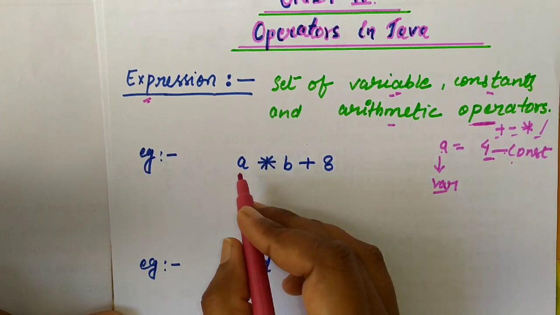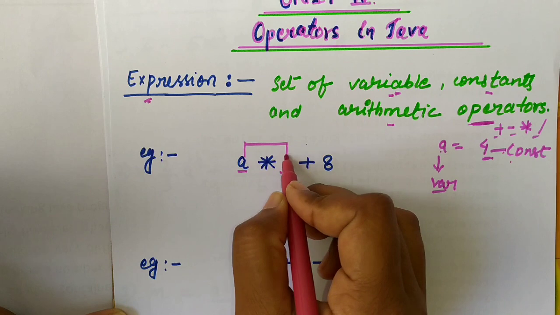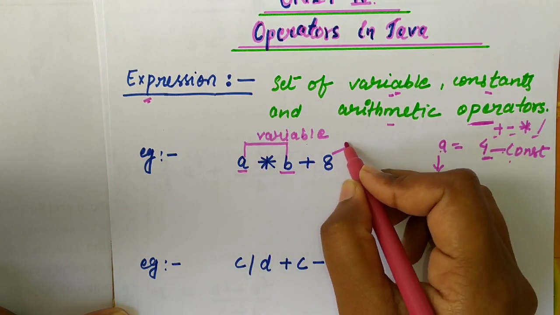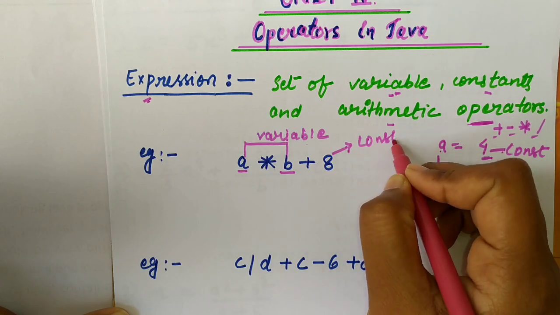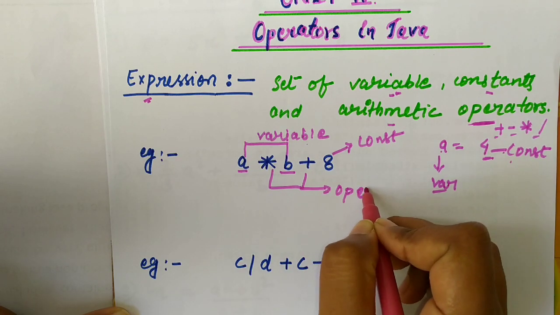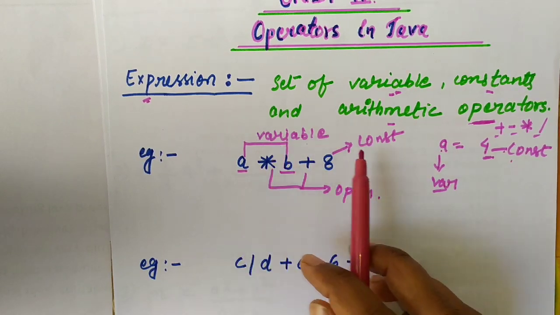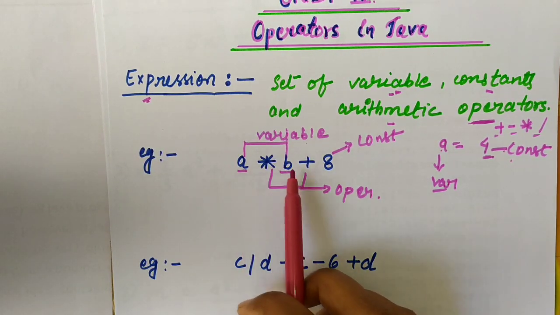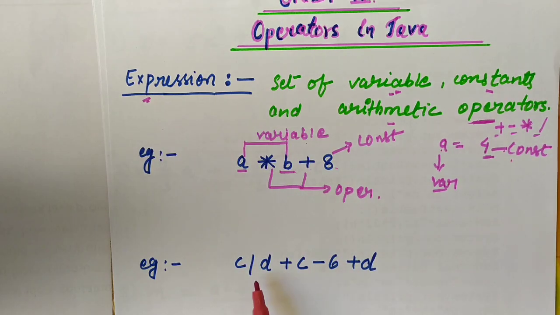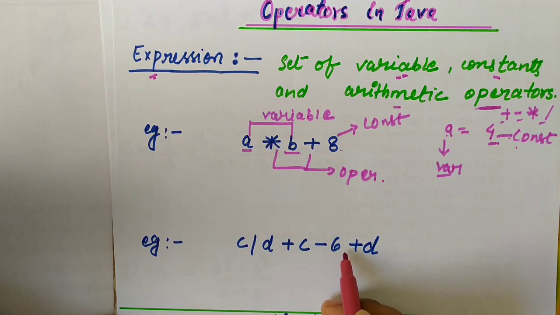Here is an example of an expression. a and b are variables. 8 is a constant, and the multiply sign and plus sign are operators. So this is an example of an expression because it's a combination of variables, constants and operators: a * b + 8. The next expression is c / d + c - 6 + d.